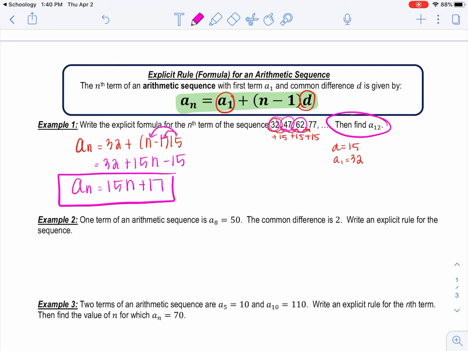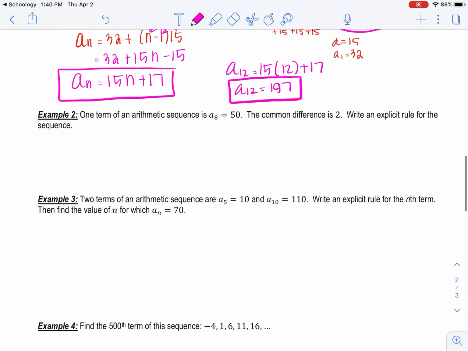It always asks for a follow-up question, find a sub 12. To find a sub 12, I'm just going to plug 12 into my rule. 15 times 12 plus 17. You can use a calculator for this. This is not a chapter that you can't use a calculator for. This is all calculator. So we get a sub 12 is equal to 197. So if you don't have your calculator out, go ahead and get your calculator out so that you can do ones as we move along here.